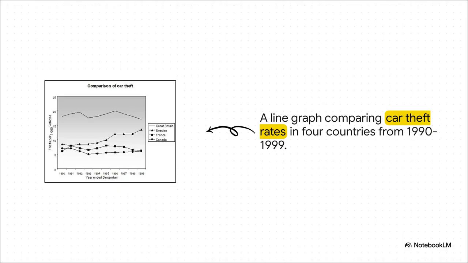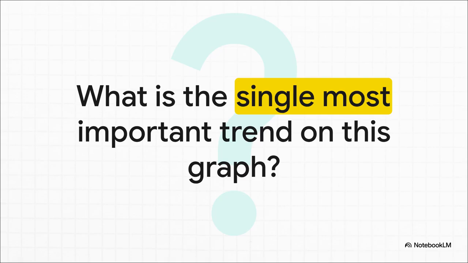So here we've got a line graph showing car thefts in 4 countries over about a decade. The first step, of course, would be to introduce this graph, but what about that super important second step, the overview? Just take a second and look. Before we go on, try to find the main story here. If you had to boil this entire graph down to one single headline, what would you say?